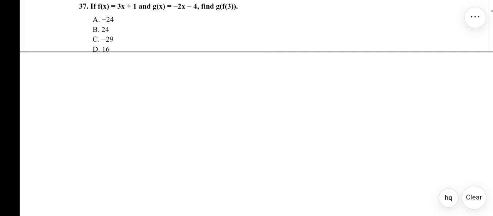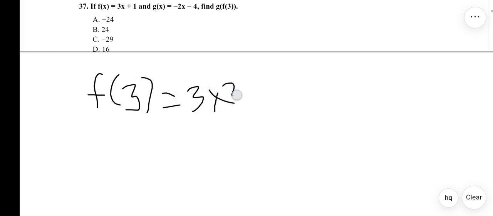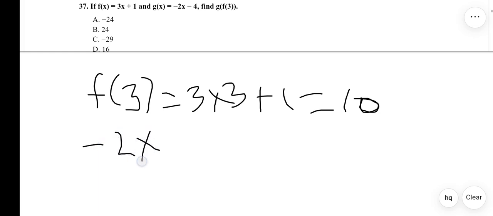My f of x is 3x plus 1. So my f of 3 would be, I'll just change my s to 3. So that will be 3 times 3 plus 1. So 3 times 3 is 9. 9 plus 1 is 10. So g of f of 3, g of x is minus 2s minus 4. So g of f of 3, I'm changing my input to what I get for my f of 3, which is 10. So whenever I see x, I'll change it with 10.